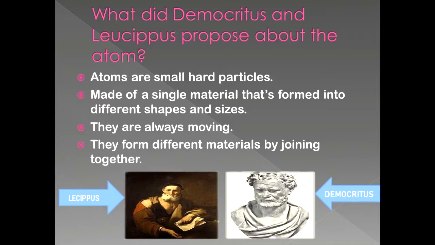What did Democritus and Leucippus propose about the atom? Atoms are small, hard particles made of a simple material that's formed into different shapes and sizes. They're always moving. They form different materials by joining together.